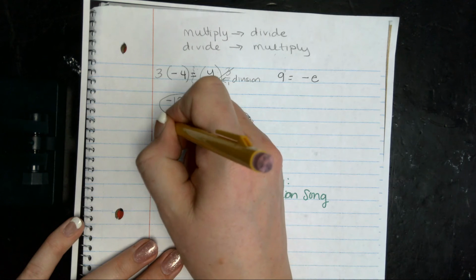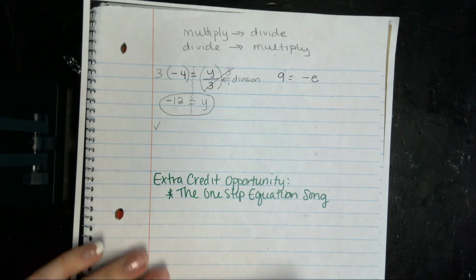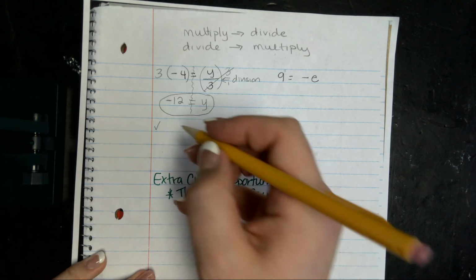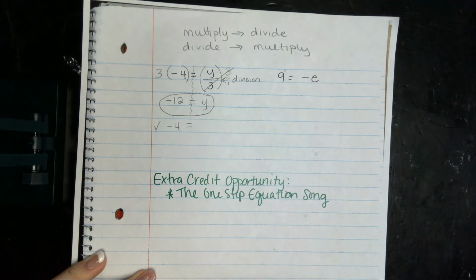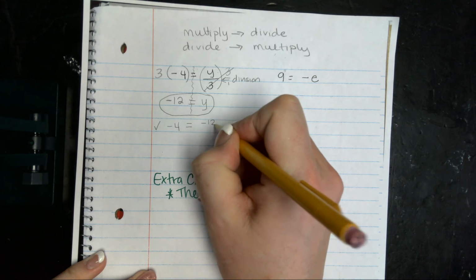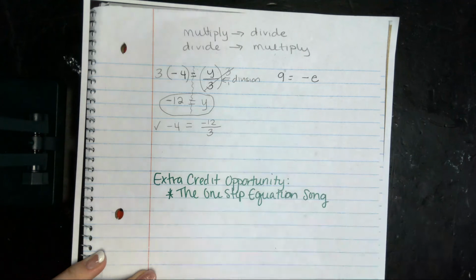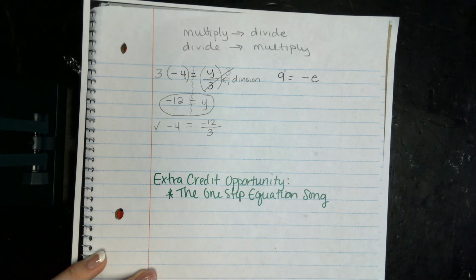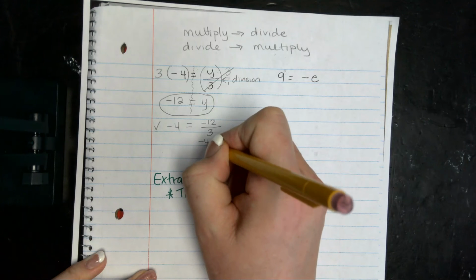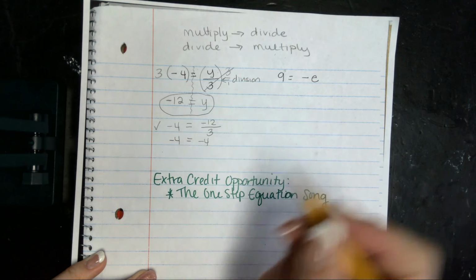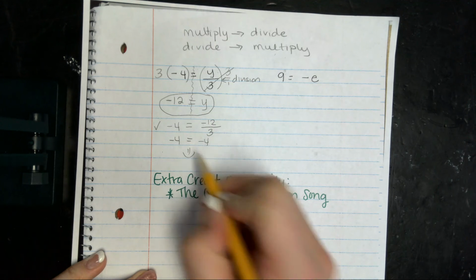So now I'm going to check my question, and I'm going to rewrite this. I'm going to go negative 4 equals, instead of y, what number would we put? Negative 12. You are correct. So I'm going to go negative 12 divided by 3. And negative 12 divided by 3 would give me negative 4. So negative 4 equals negative 4. We get a happy answer.